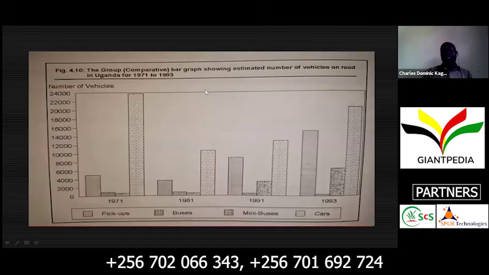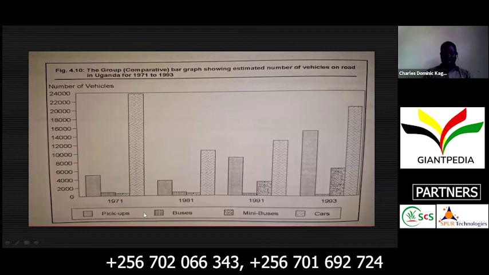But ideally, that is how the bar graph will look like. We have the title, a comparative or group bar graph showing estimated number of vehicles in Uganda from 1971 to 1997. Here is the number of vehicles. Here are the years. And these are the different representations for the different years. Depending on the scale, I chose to use 2000, but you can choose to use other units depending on what you want to represent on this side.